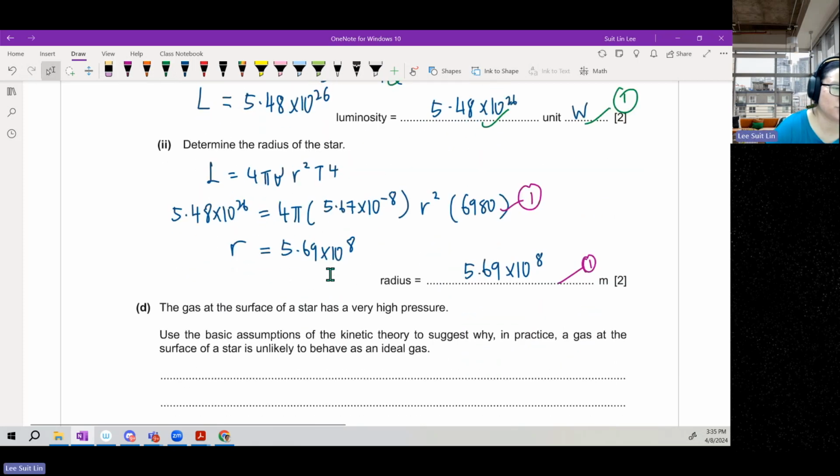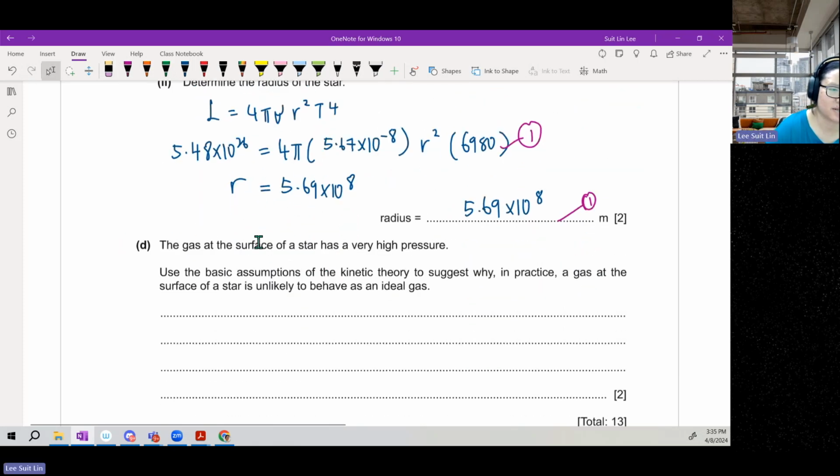Right, finally, 3D. The gas at the surface of a star has very high pressure. Okay. Because they are moving very fast and they collide more with each other. Okay. Using the basic assumption of kinetic theory to suggest why in practice, a gas at the surface of a star is unlikely to behave as an ideal gas.